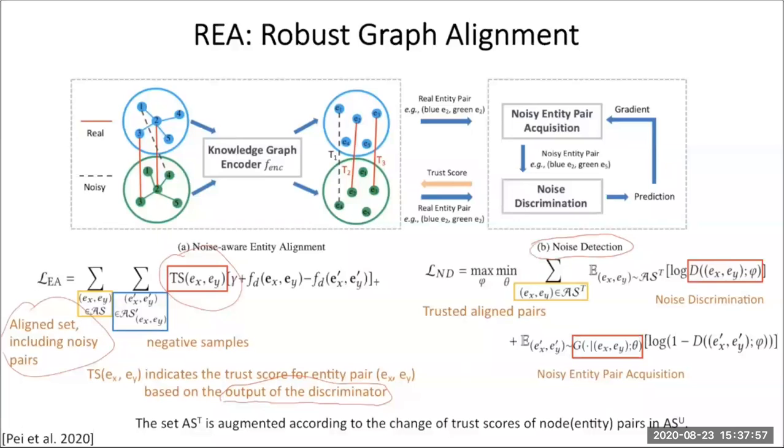This part follows the framework of GAN. It tries to distinguish the trusted aligned pairs and the noisy pairs. The discriminator learned here will be able to calculate a trust score also for the unlabeled pairs. And for those that have a high trust score, we can add them to the training set, and then we can learn better embeddings, and then have a better noise discriminator.